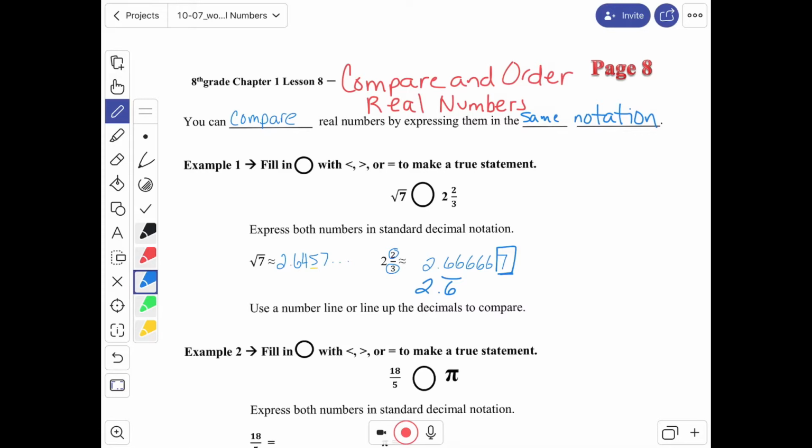So comparing these two numbers, which one is bigger? This one has a 4 in the hundredths place, and this one would have a 6. 6 is bigger, so 2 2/3 is bigger.